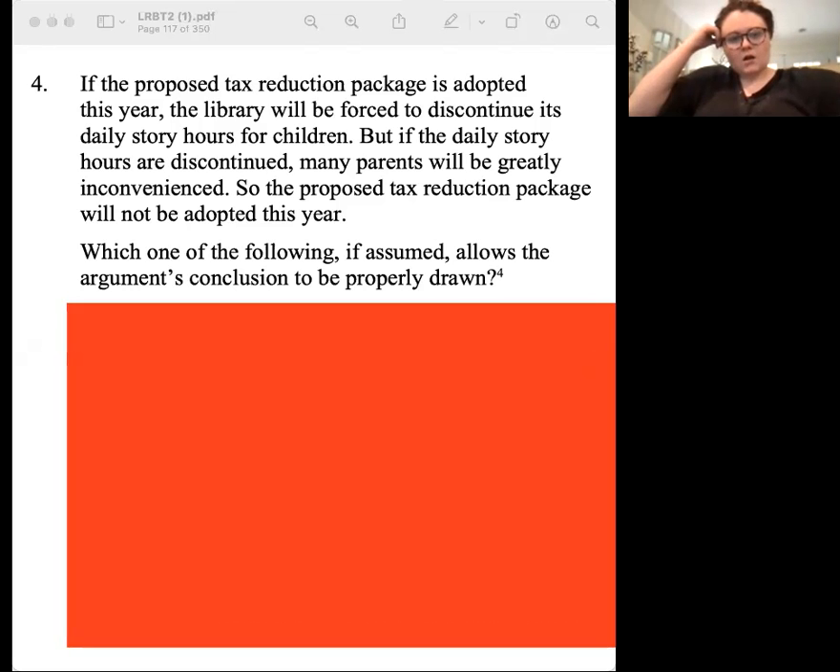That question type, the one that allows the argument's conclusion to be properly drawn, is the one I have the most problems with. So it's a sufficient assumption question, right? Yes. So what do we need to do first? Find the conclusion. Yes.